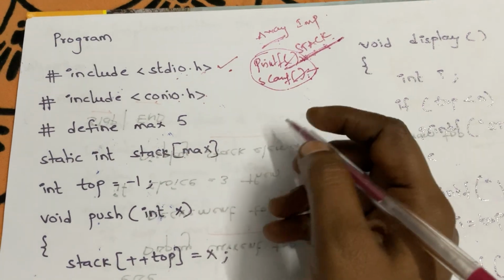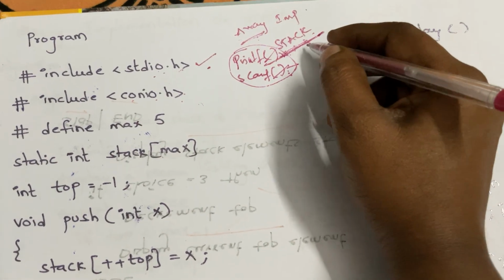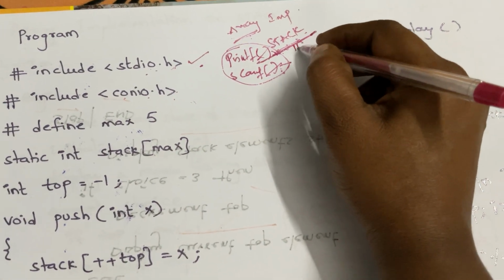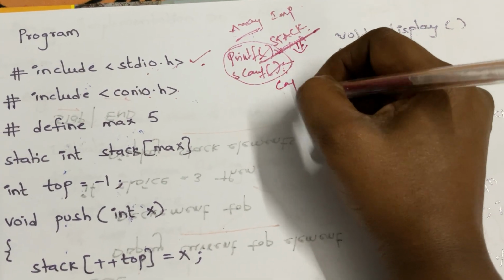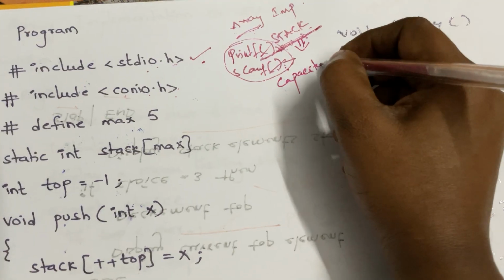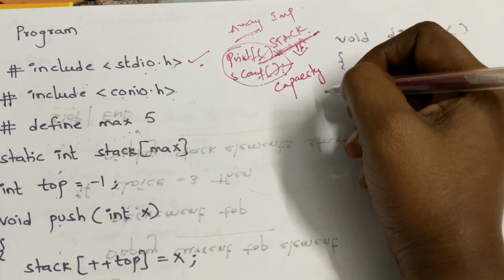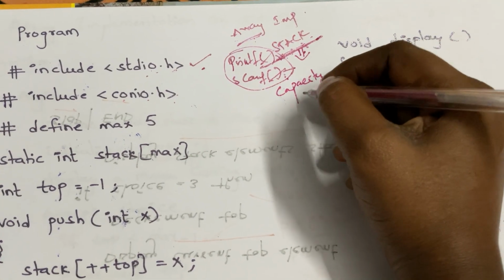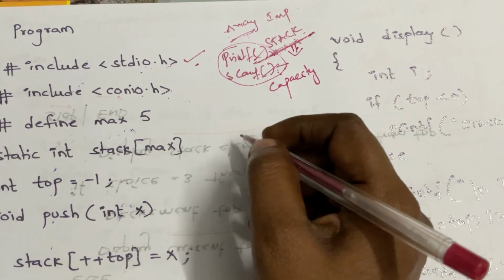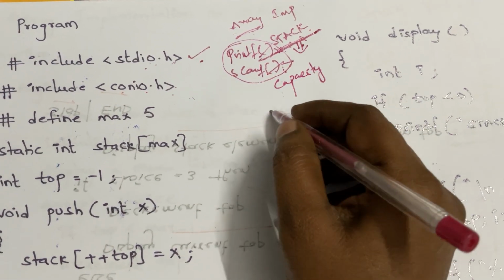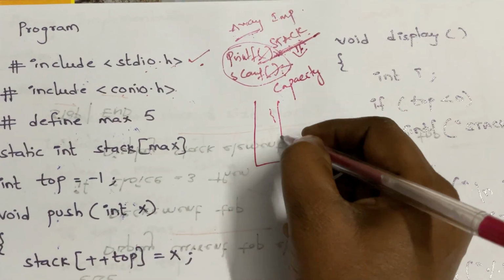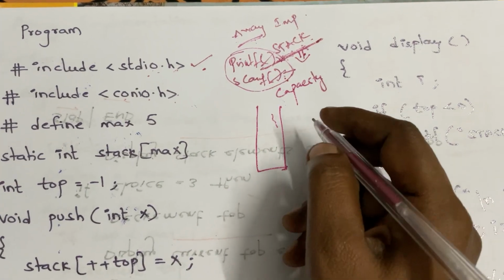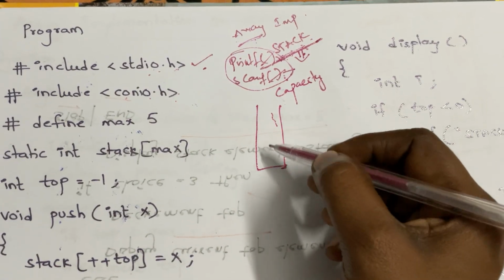I told you in the last video that when you are implementing a stack, you have to focus on the capacity of the stack, or else we just say the size of the stack. So what is the size of the stack to place the elements? Initially I wanted to represent that the stack is empty.